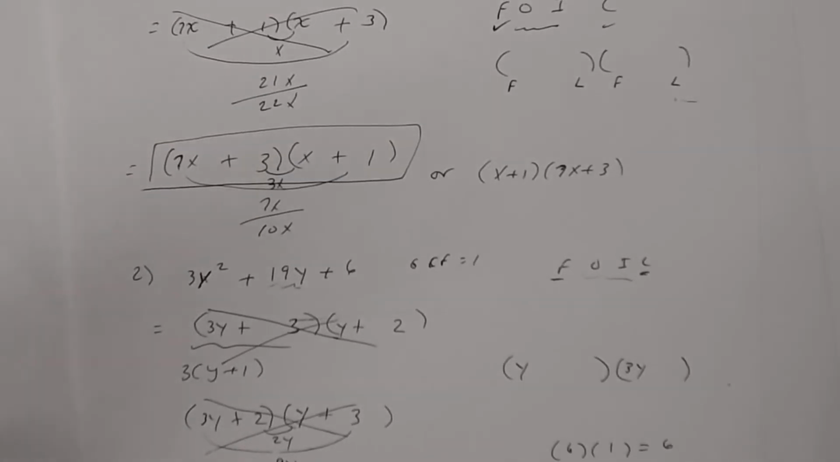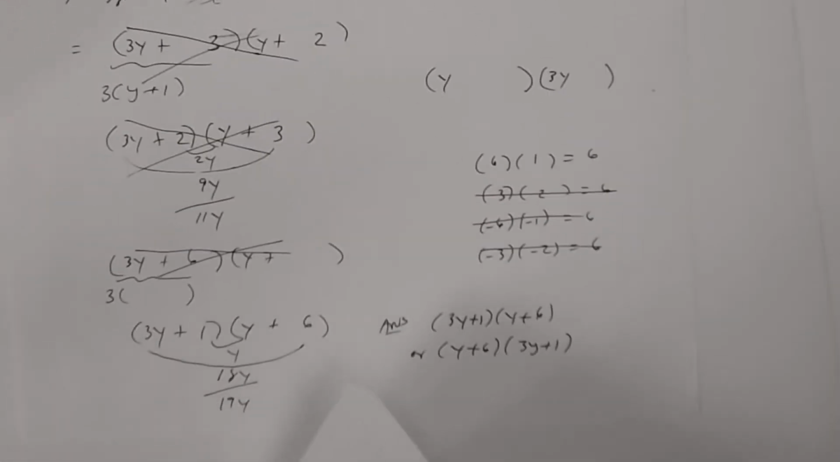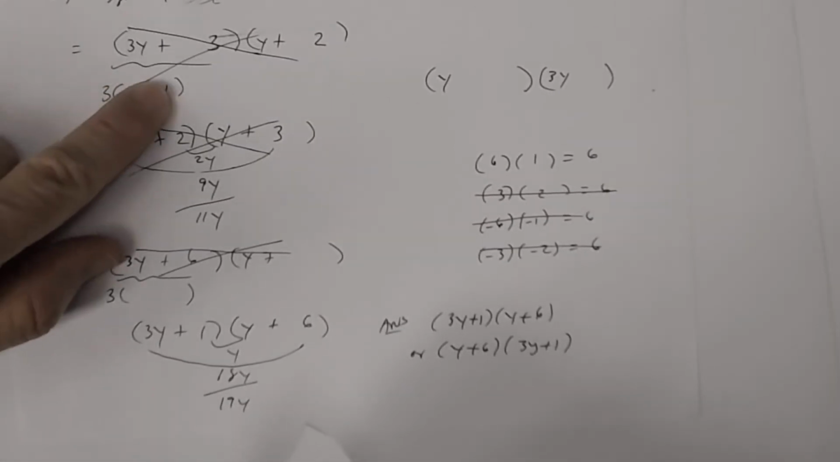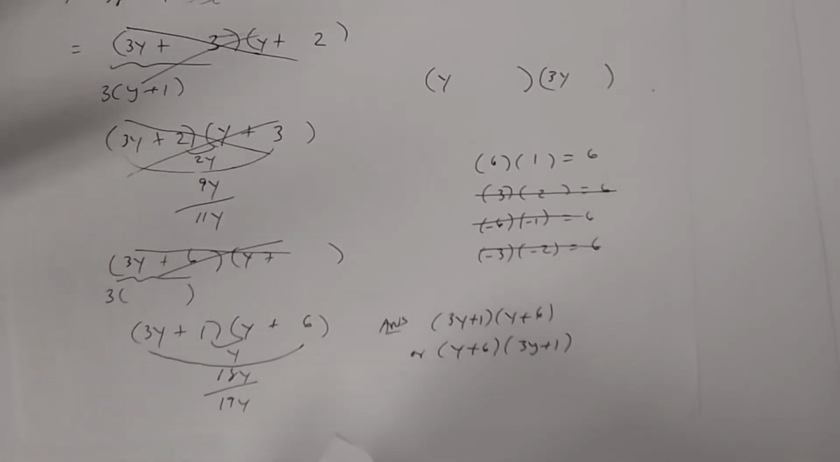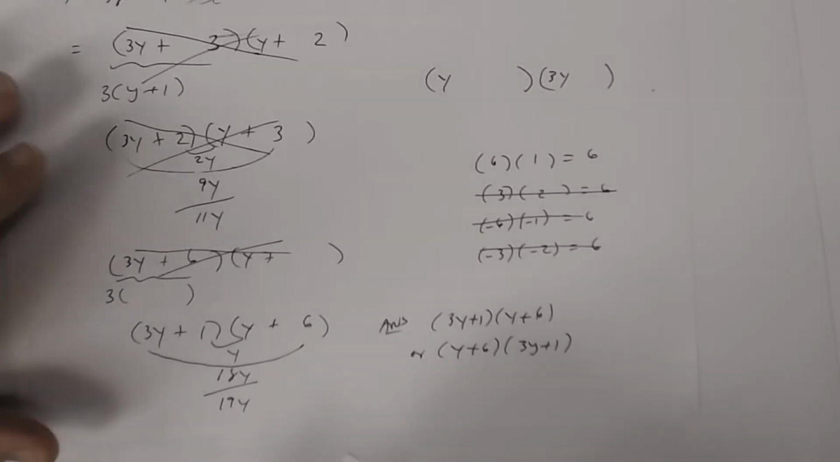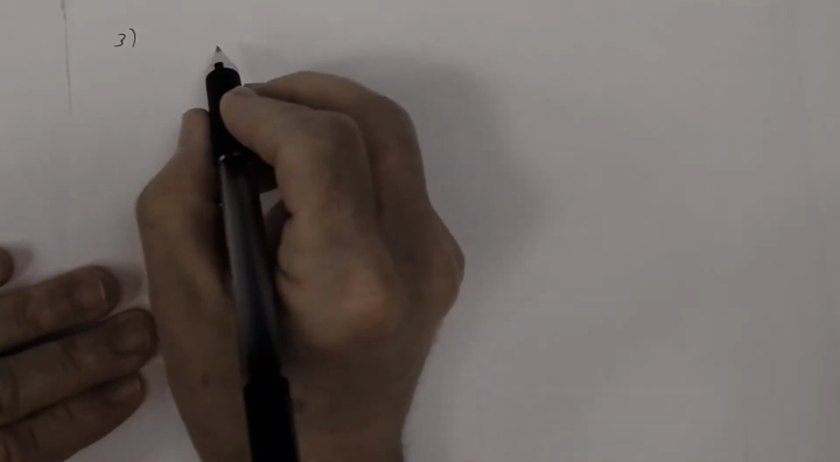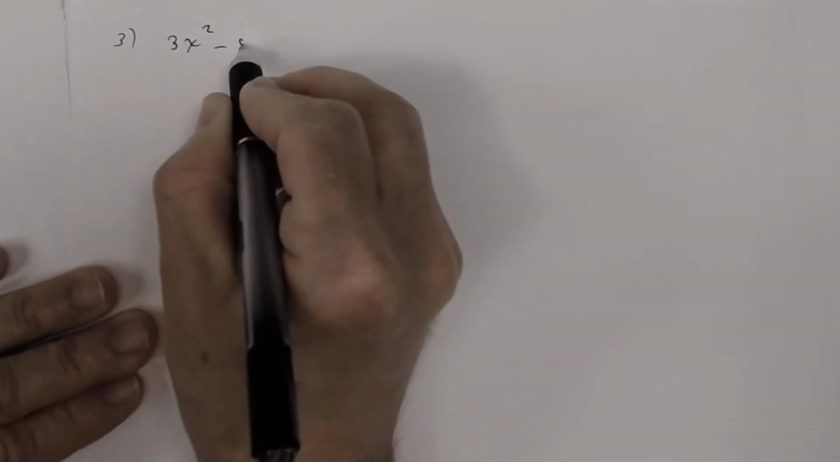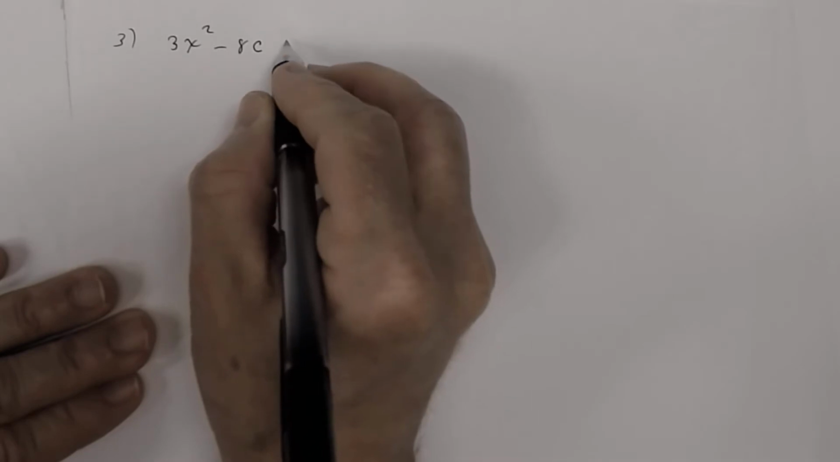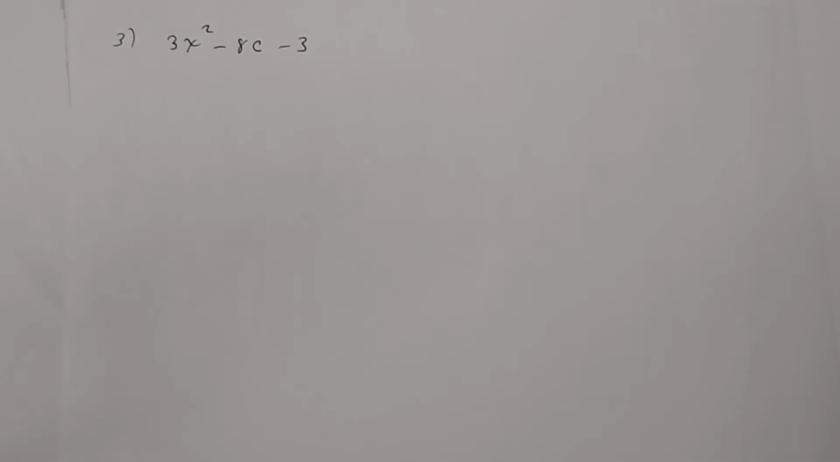So let's do number 3. So this is trial and error. And again, notice how I tried something that didn't work, I tried something that didn't work. The more you do, the better you get at determining very quickly what your factors are. All right, so number 3. Let's suppose we had 3x squared minus 8x minus 3. So 3x squared minus 8x minus 3.